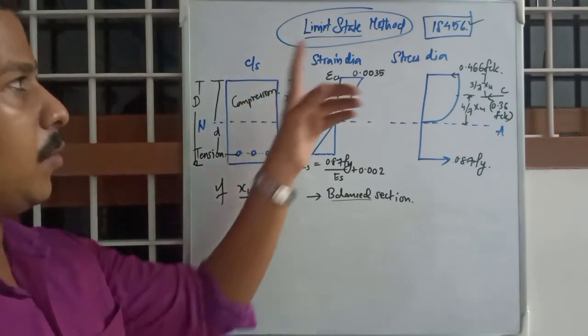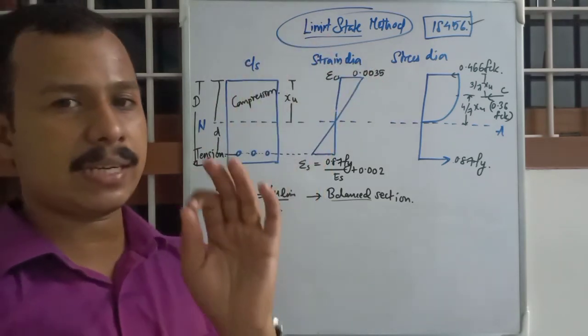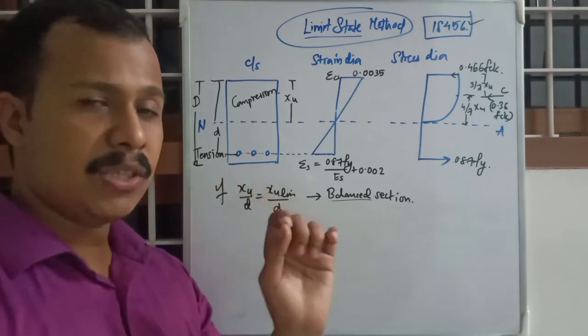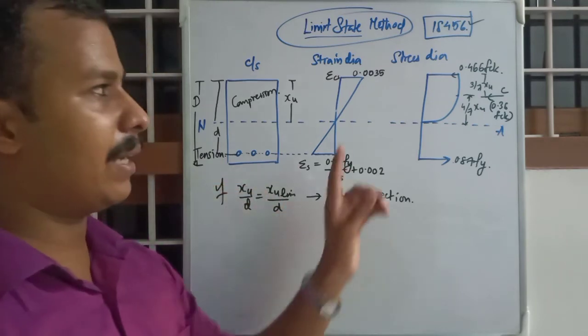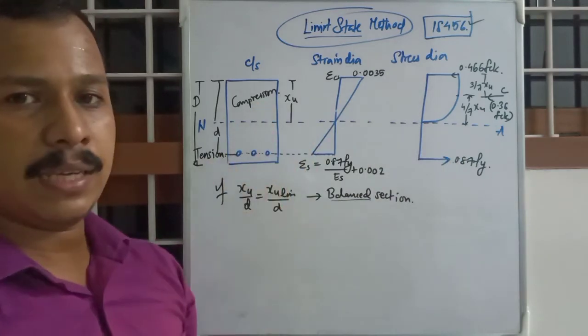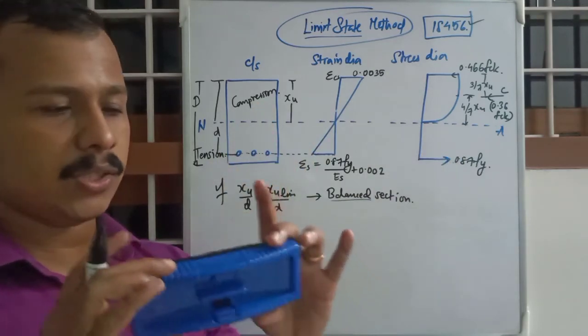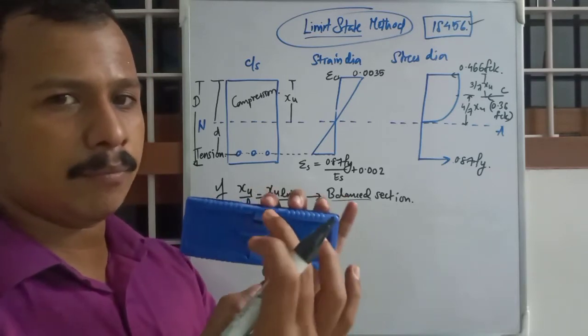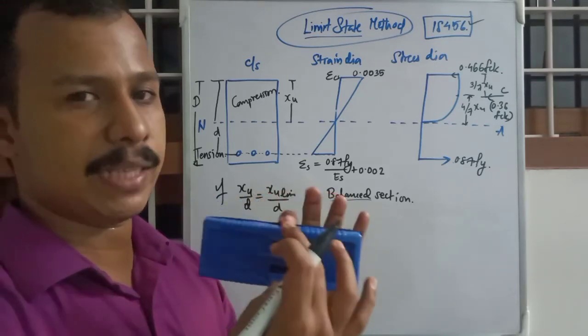As we know, there is a term called limit state at the starting of our topic. When that limit state is attained, it will be attained at compression and tension simultaneously. It will just reach limit state at both ends simultaneously.